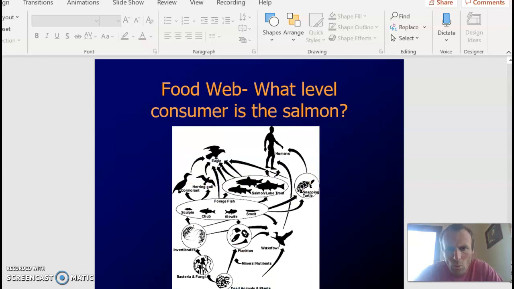Here's more of a web. The last one was a bit of a chain. Take a look at this and see if you can see which level the salmon would be. Okay, so let's look at this food web here. What I want you to take a look at is this circle here, and if you can read that, that says plankton.